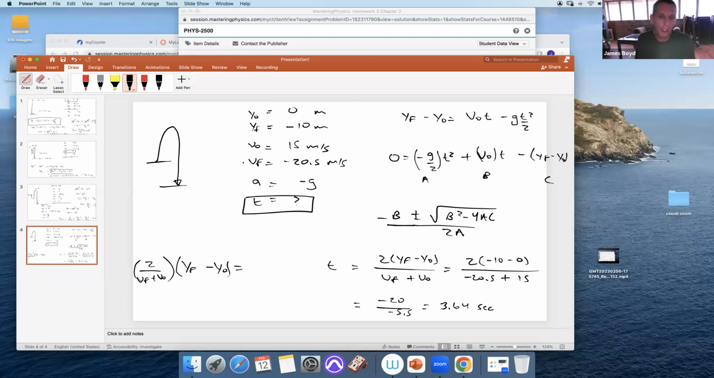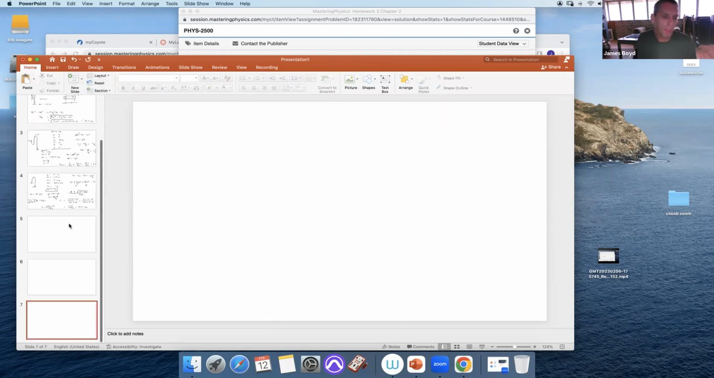And that's it. We could also have done the following. Notice v final is v initial minus gt. It's actually 4 ways to solve this. Minus v initial is minus gt, or t is v final minus v initial over minus g. So t is minus 20.5 minus 15 over minus 9.8, which is 35.5 over 9.8, and again, 3.62. So there's lots of ways you can solve your problem.